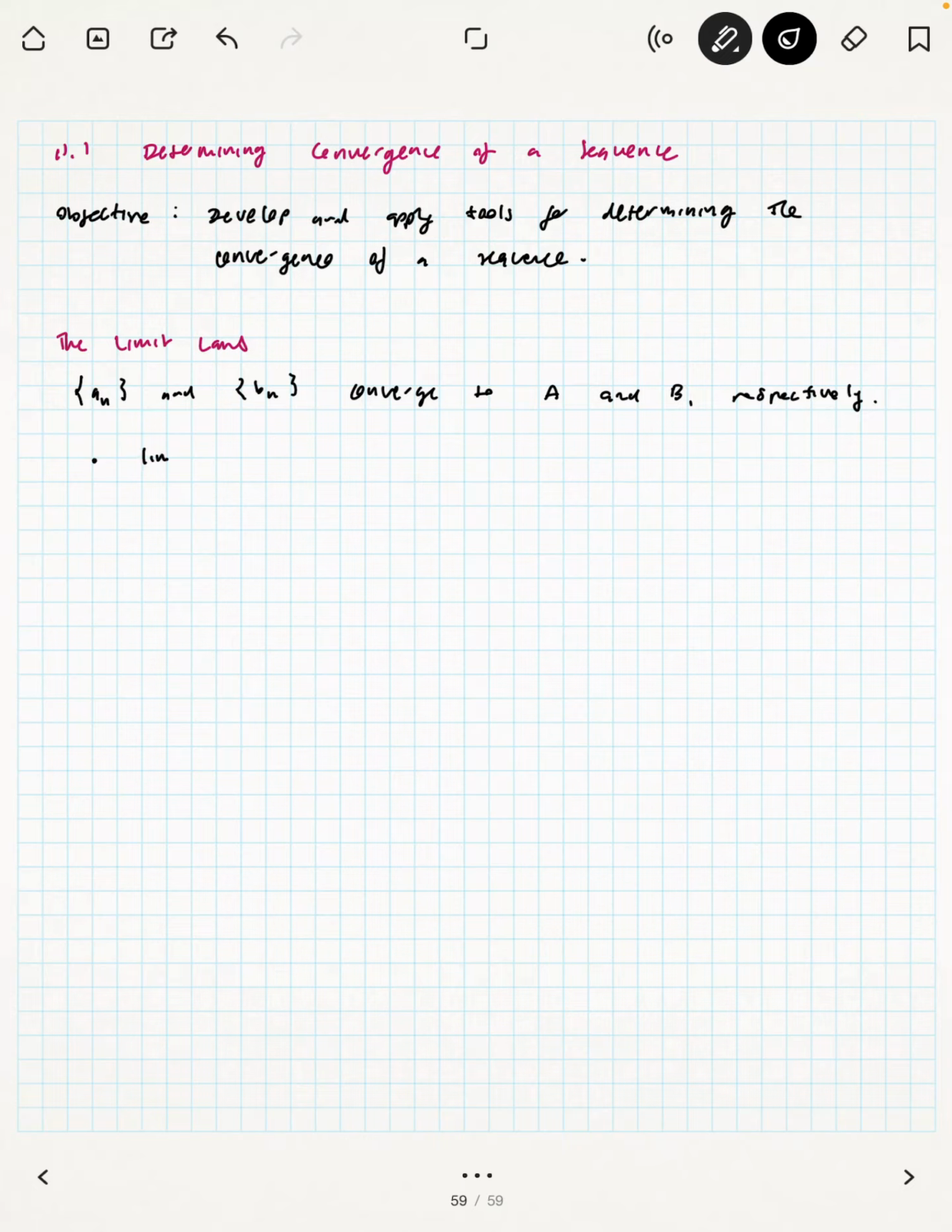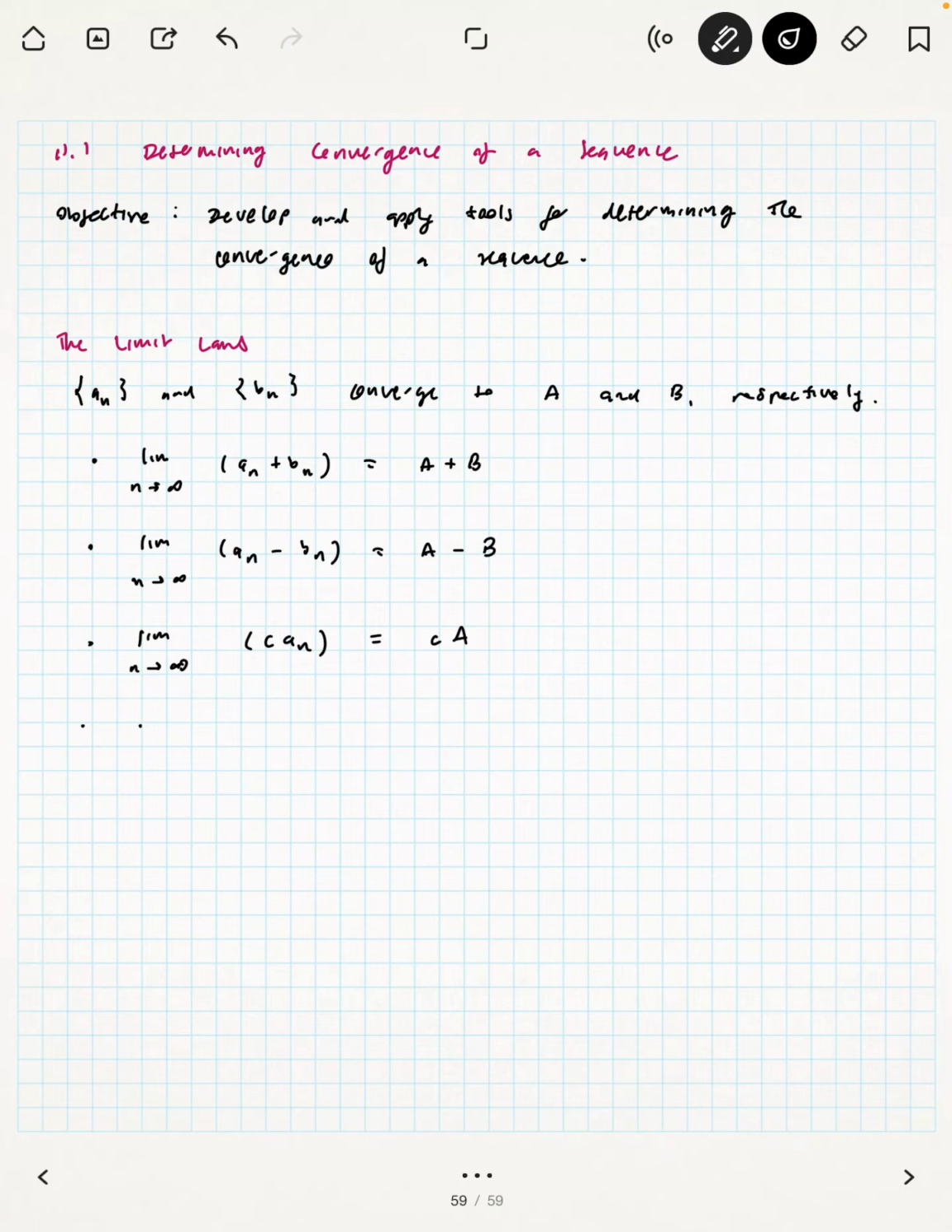All right, so here's the first limit law, which is that the limit of A sub n plus B sub n is A plus B. So in other words, the sequence composed of adding the two terms of A sub n and B sub n will converge to A plus B. Similarly, A sub n minus B sub n converges to A minus B. Now, if we have a real number that's not 0, called C, then the sequence C times A sub n will converge to CA.